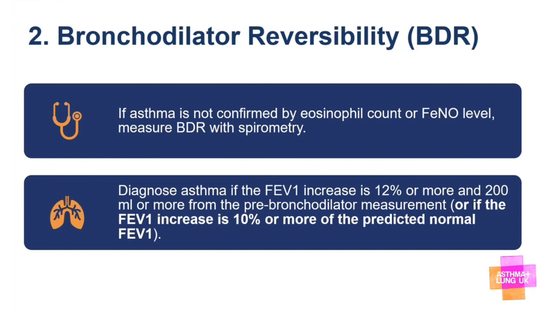The guidelines are really clear in saying that if the FEV1 increases by 12% and 200 mils or more, then that is diagnostic of asthma. So really important that those tests are done, and that can help to discriminate between asthma and COPD, for example.